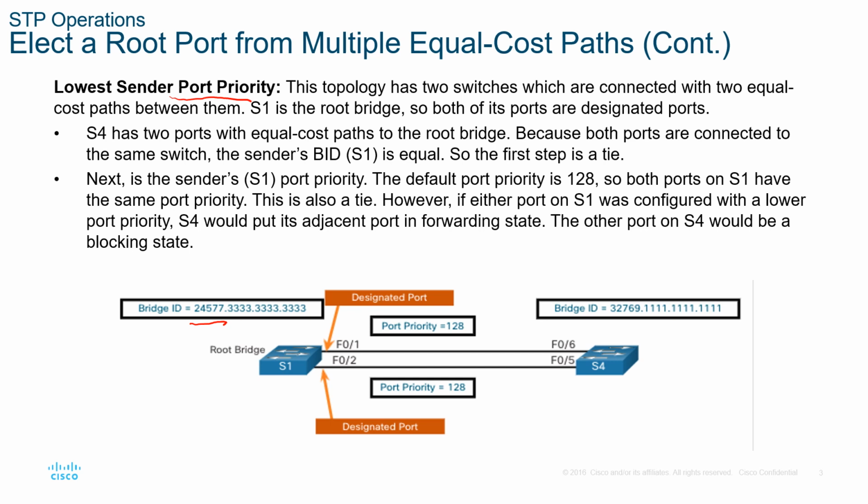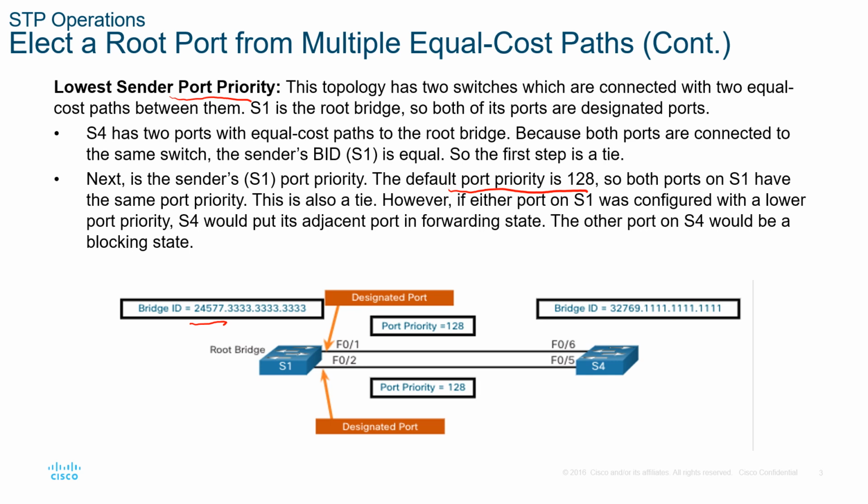The criteria that we need to use is choosing the lowest sender port priority. You have to know that the default port priority is 128. So you can see that both ports on S1, F01 and F02, have the same priority. So this is a tie.